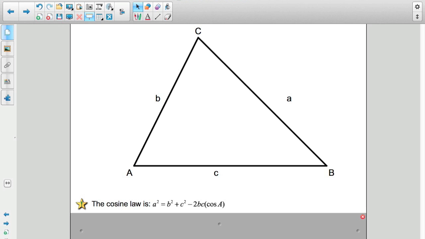Big. So what would you rather use, this one or the sine law? Yeah, sine. Wait, what? You having some? You okay? No, I'm fine.